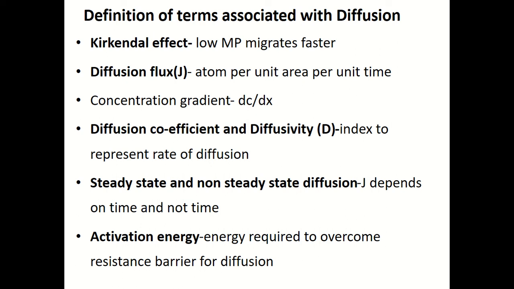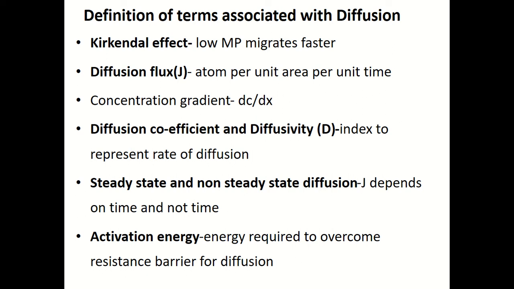Usually, the low melting point component diffuses faster into the other than the other way. So that effect is called the Kirkendall effect. The low melting point migrates faster. The second term is diffusion flux.